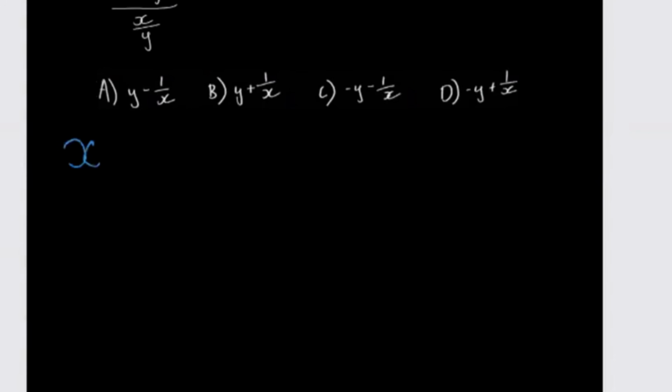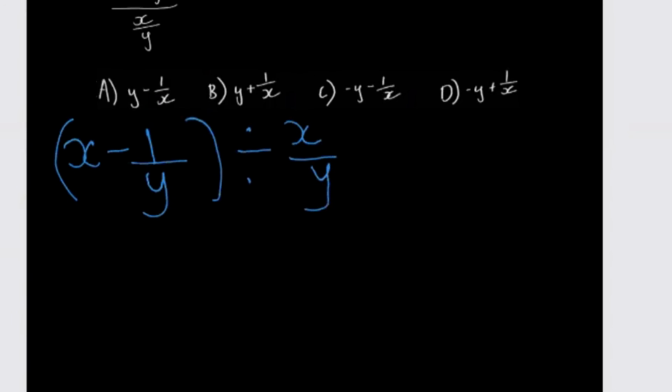So we can actually say x minus 1 over y. Now remember that this whole thing is being divided by x over y. Hence it is important that you have these brackets because the whole thing is being divided. It's not just 1 over y, but the whole thing, x minus 1 over y, divided by x over y. All right. So the next step would be to change the division into multiplication. So we can still keep x minus 1 over y. Make sure you keep your brackets. Then now we're going to say multiplied by.